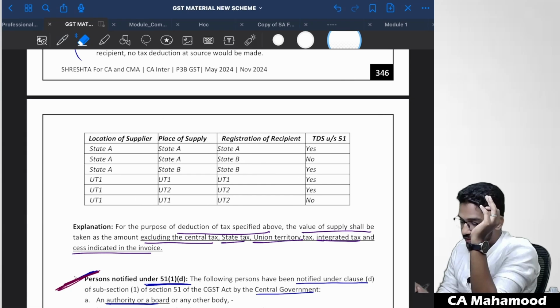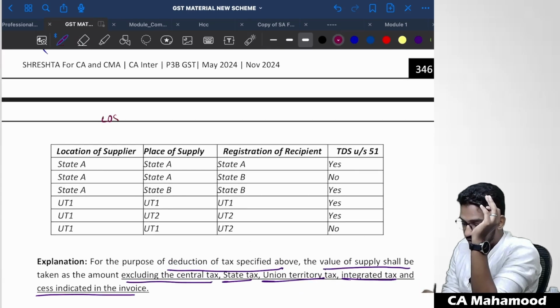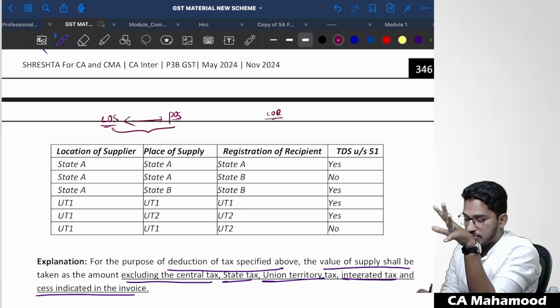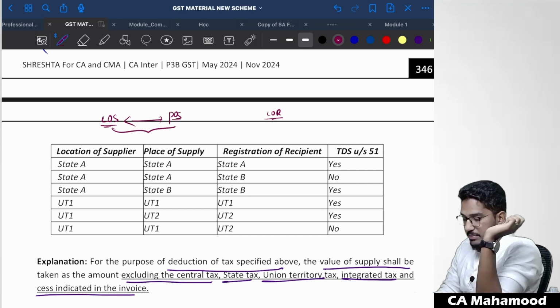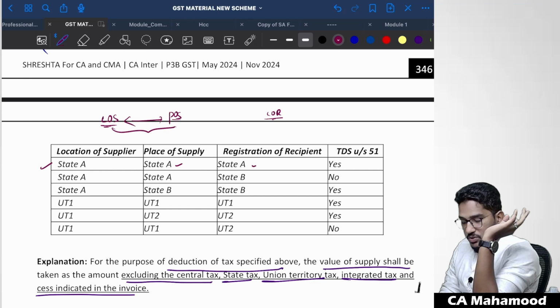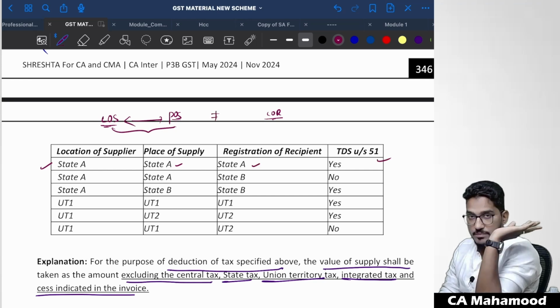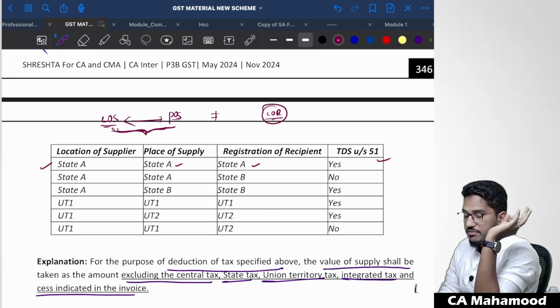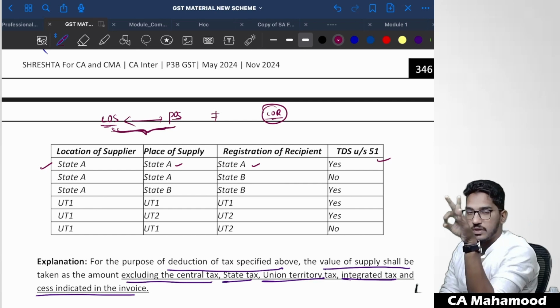So what I told, when TDS will not become applicable: when the location of the supplier and place of supply both are in the same state and the location of the recipient is different. So both are falling in one state, which is different from the location of the recipient, then TDS will not become applicable. So if you see the first case, the location of the supplier is in state A, place of supply is in state A, both are in the same state, and the location of the recipient is also state A. So the given condition is not satisfied, so TDS will become applicable here.